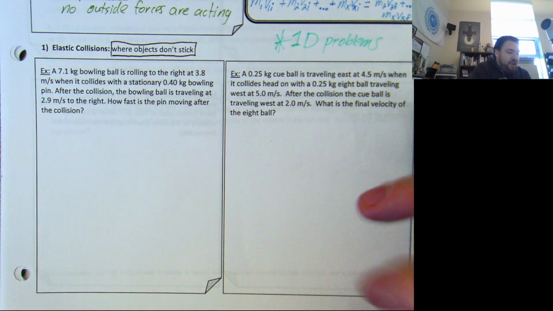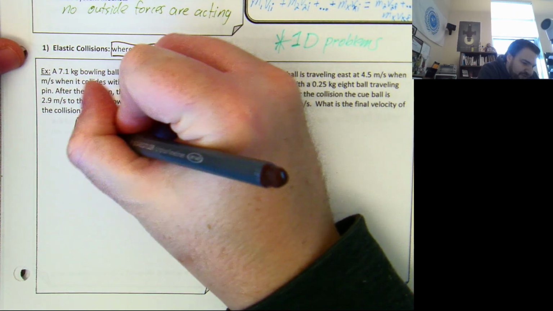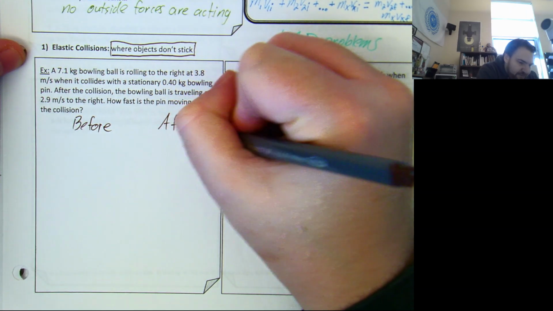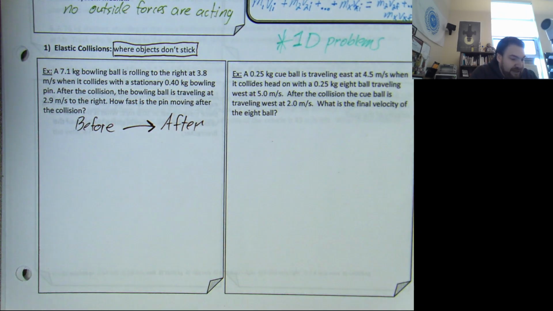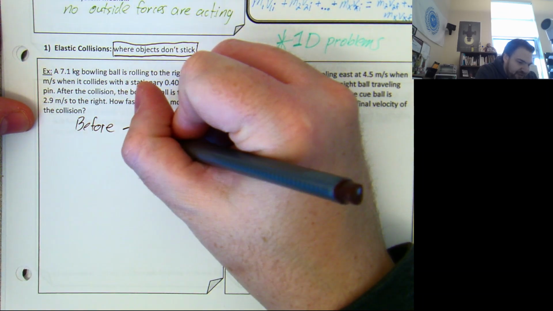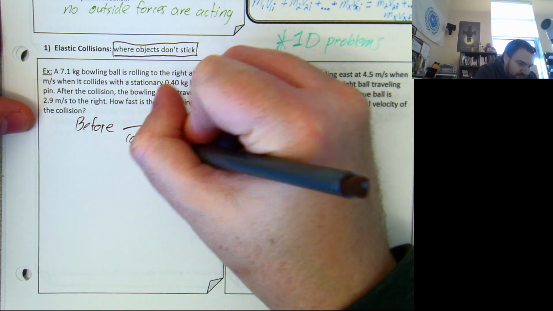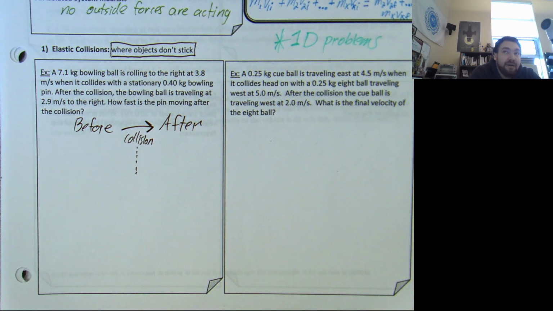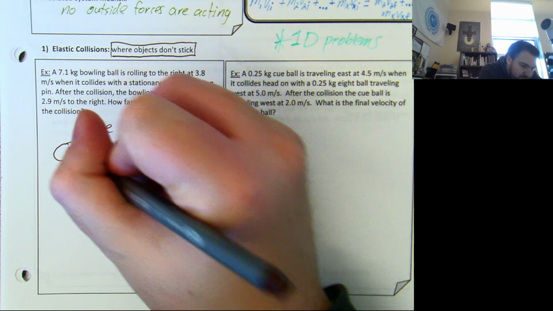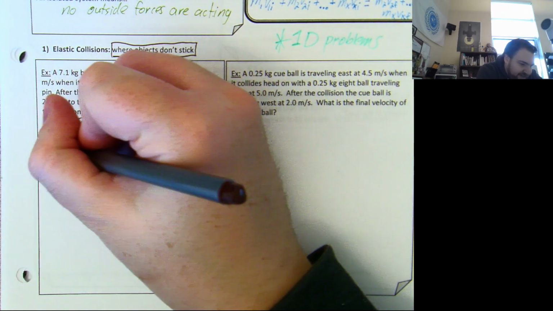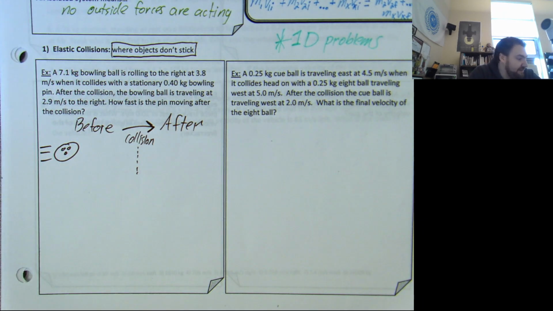So here's what we've got. We've got a scenario where we have a before setup and after setup. And we're going to draw an arrow in between. The arrow in between is where the collision happens. There's a point in time in the middle. So we've got a bowling ball. There's our bowling ball. It's traveling to the right. So let's give it some speed lines.